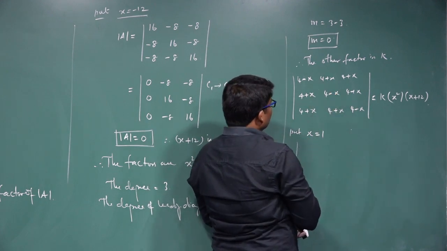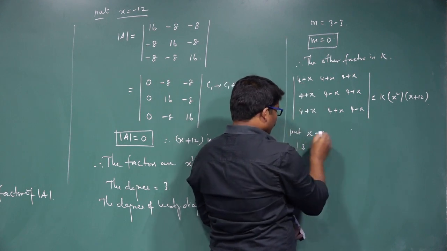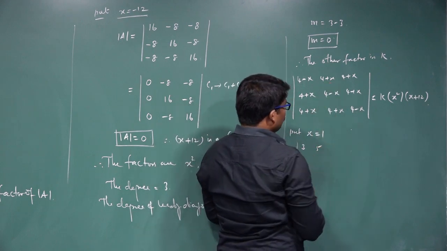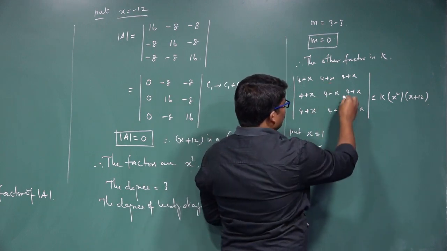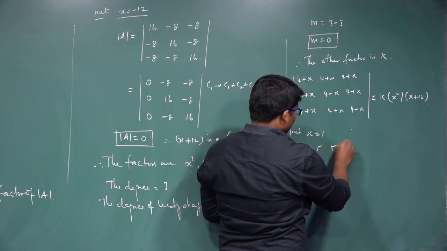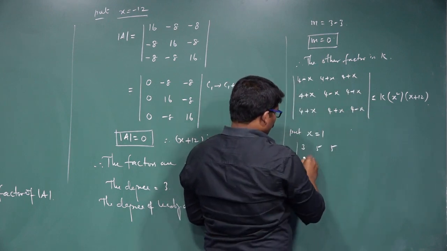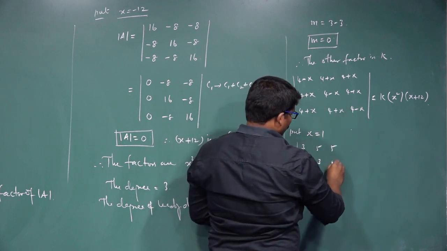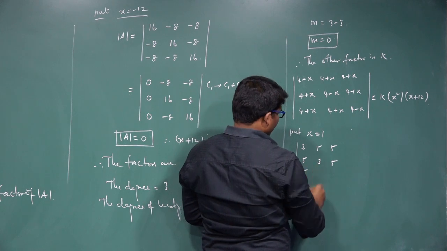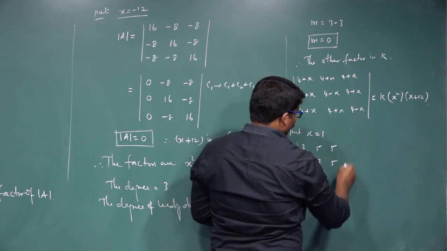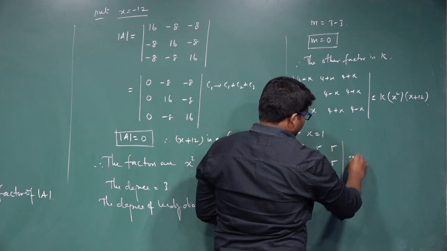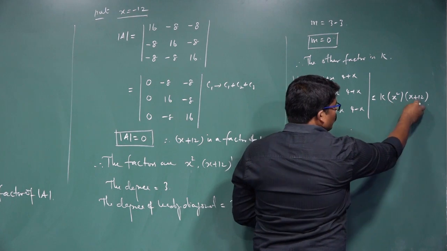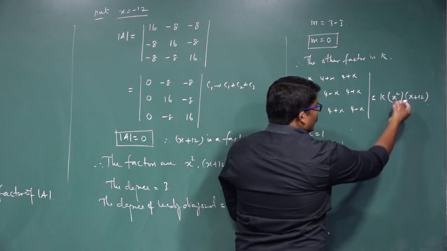That is the determinant: 4 minus 1 is 3, 4 plus 1 is 5, 4 plus 1 is 5. Second row: 4 plus 1 is 5, 4 minus 1 is 3, 4 plus 1 is 5. Third row: 4 plus 1 is 5, 4 plus 1 is 5, 4 minus 1 is 3. This is equal to k into 1 square into 1 plus 12, which is 13, so 13k.